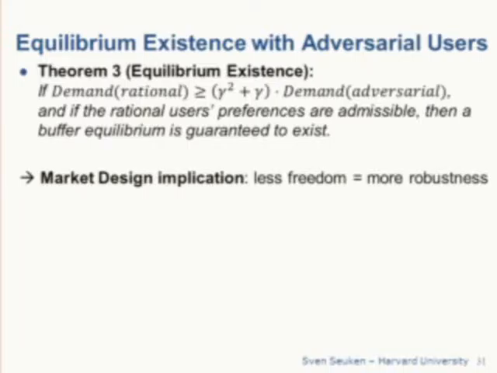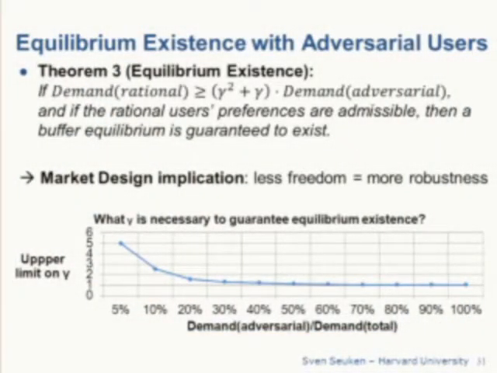So I really like this theoretical result because it gives an immediate market design implication for the operator of this market. It essentially says the less freedom I'm giving my users, so the smaller I choose this gamma, the more robust the equilibrium will be against any kind of adversarial or irrational behavior.